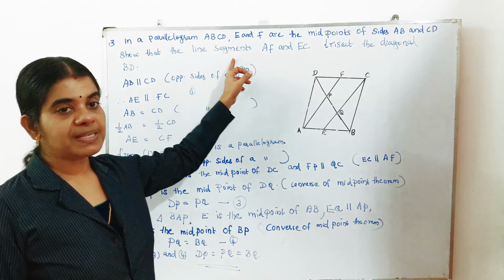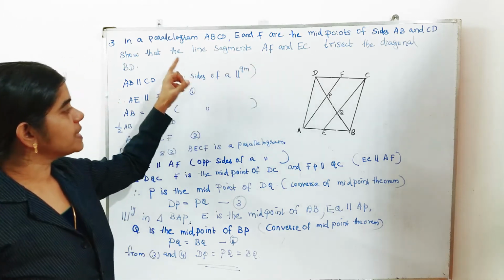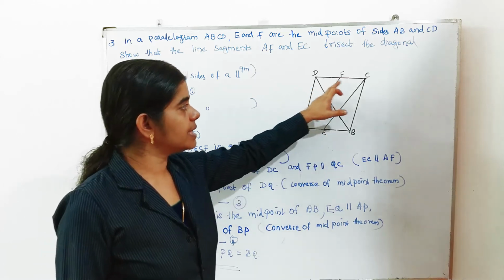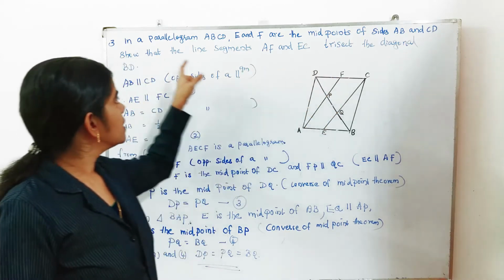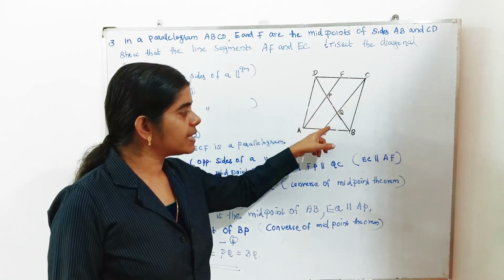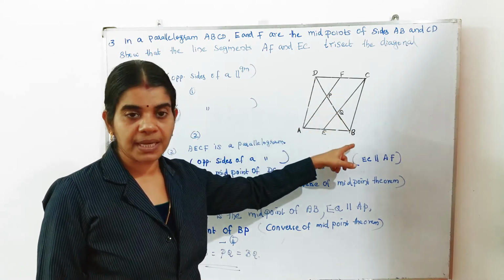In a parallelogram ABCD, E and F are the midpoints of the sides AB and CD. AB's midpoint is given as E and DC's midpoint is given as F. Show that the line segments AF and EC trisect the diagonal BD.